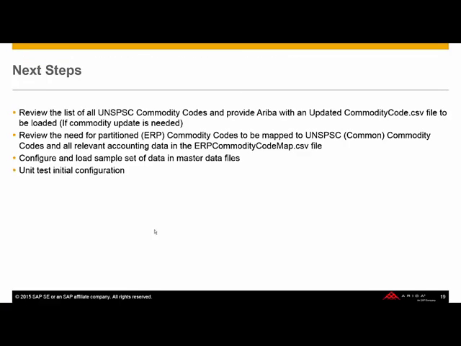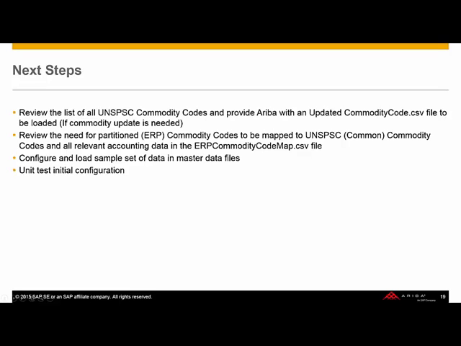So as far as next steps, now that you have an idea of how commodity codes work in the system and how they're configured, you're going to want to review the list of all the UNSPSC codes that came with Ariba. It is a full set and a very large list of these codes, and narrow that down to just those codes that you think are necessary for your implementation.